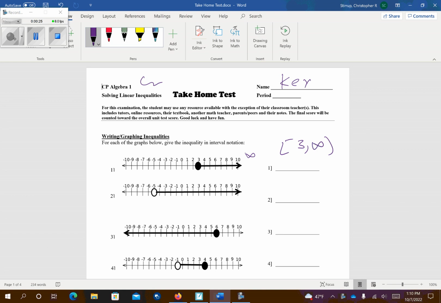And then we're going to come down here. Let's take a look at this next one. This is going to start at -5. It goes to infinity as well. So I'm going to have a soft bracket at the -5. I don't know why this is jumping around. -5 to infinity.